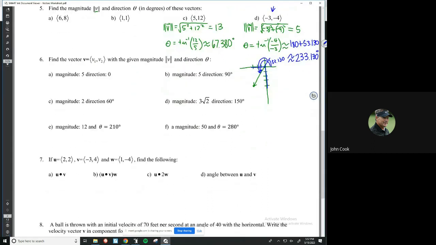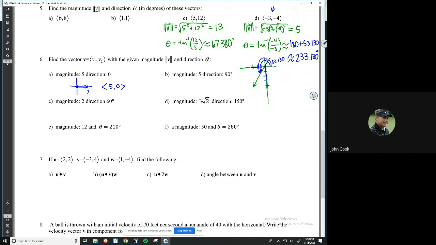Find the vector v with a given magnitude and direction. Okay, so let's see here. Direction is 0, magnitude of 5. If I just draw that out, it's pretty obvious. If it's a direction of 0 degrees, it's just along the x-axis. That's 0 degrees. And if it starts at the origin 0, 0 and goes out to 5, then it just goes to the right by 5 and up by 0. So 5, 0 would be my vector.